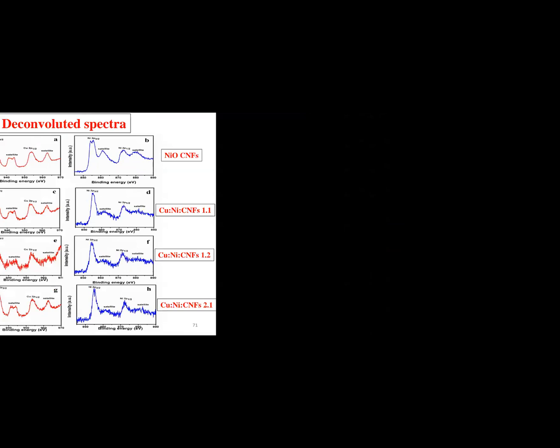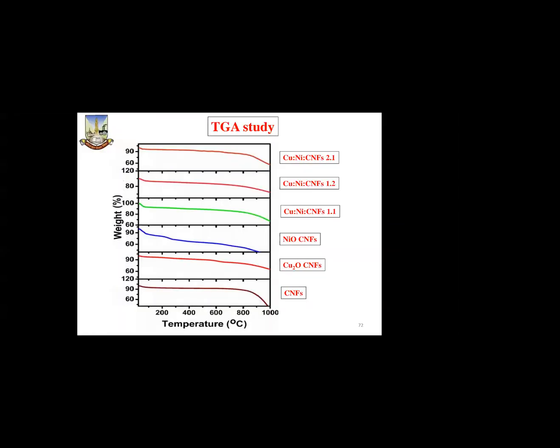This is the TGA study. If we look into the TGA study, this ratio is showing maximum thermal stability as compared to the pure nickel oxide carbon nanofiber, copper oxide carbon nanofiber, and carbon nanofiber. And mostly 1:1 and 1:2 show the maximum thermal stability.